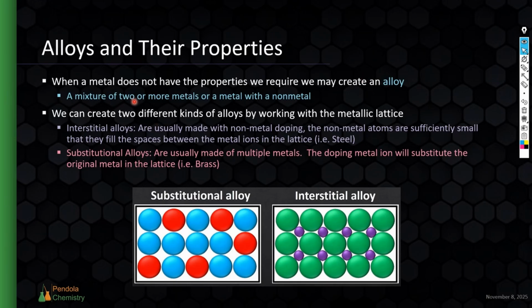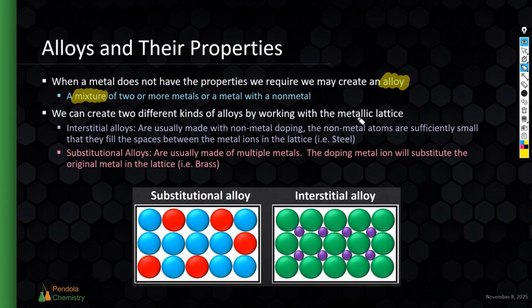An alloy is a mixture of two or more metals or a metal with a non-metal. Now, what makes this different from an ionic compound? Because if you see the word metal with non-metal, that usually implies to us that we have an ionic compound. But the key here is that we can mix either multiple metals or a metal with a non-metal, but it is not a compound because there is no bonding. It is a mixture. A physical mixture of one or more metals, or a physical mixture of a metal with a non-metal. That's what an alloy is.